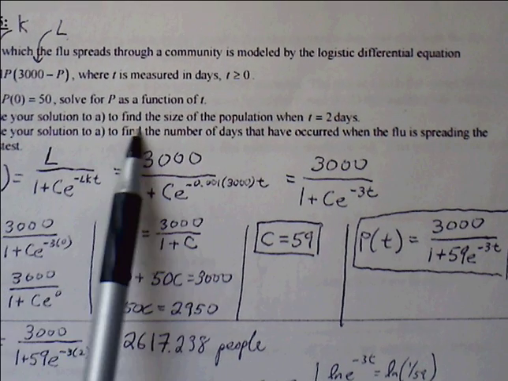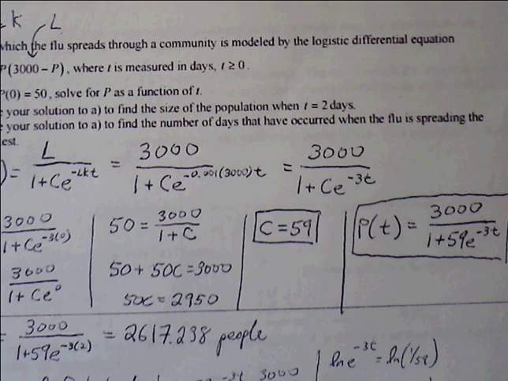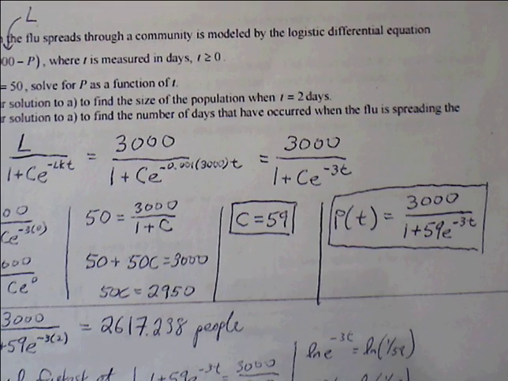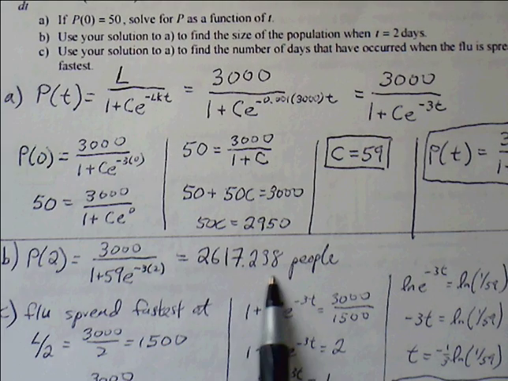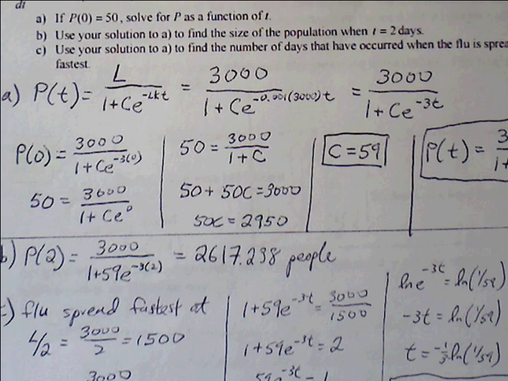Use your solution to find the size of the population when t is equal to 2. We just replace our t value with 2, and that will tell us the population after 2 days, which, on our calculator, is 2,617 people. All right, part C.